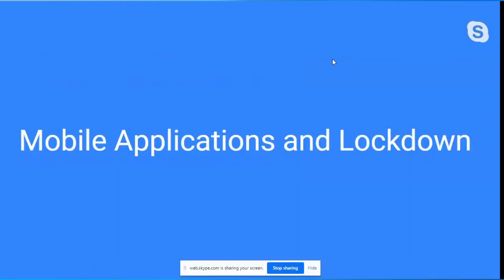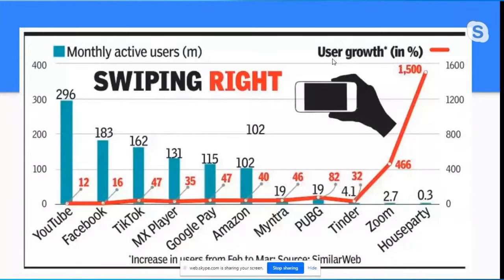Now I want to show you mobile applications during lockdown. Let us see the impact of mobile applications. The graph is from an article by Times of India. The graph shows the increase in number of users for 11 applications: YouTube, Facebook, TikTok, MX Player, Google Pay, Amazon, Myntra, PUBG, Tinder, Zoom, and House Party.